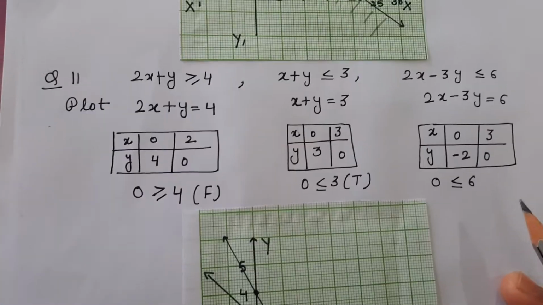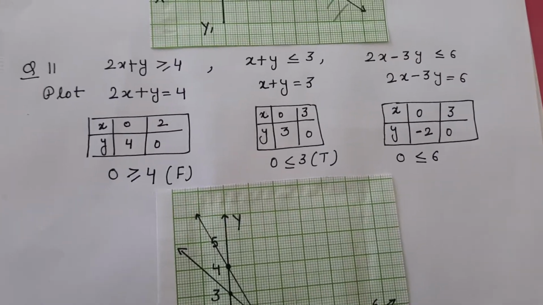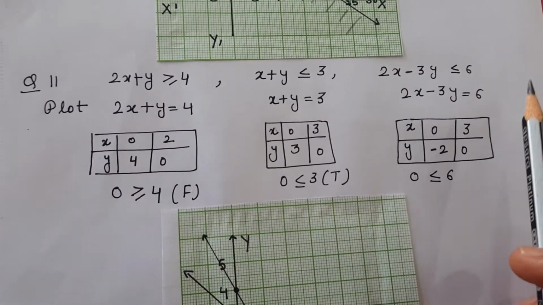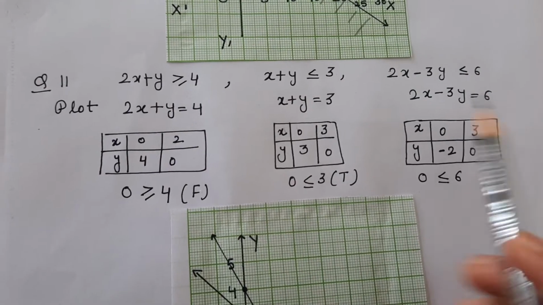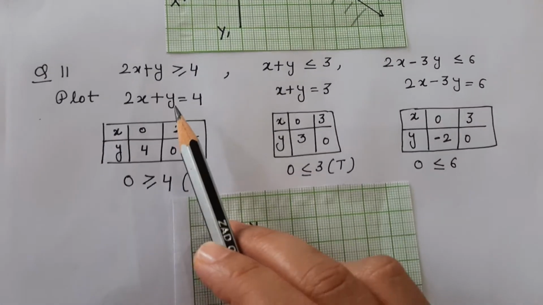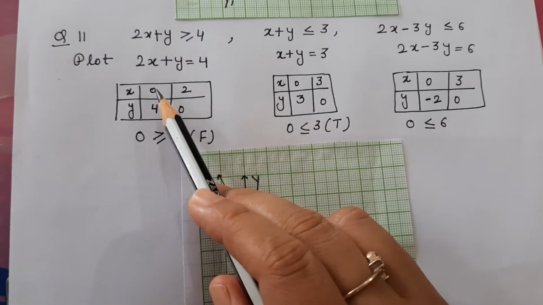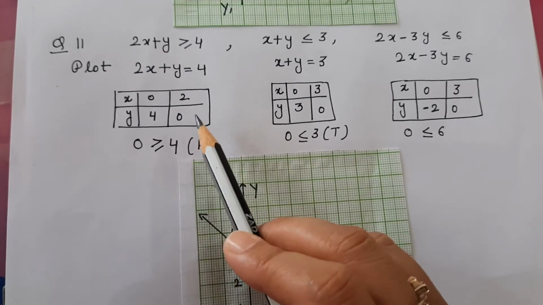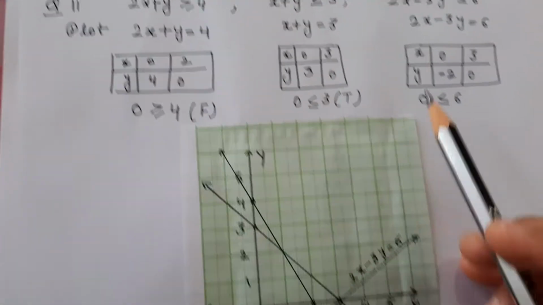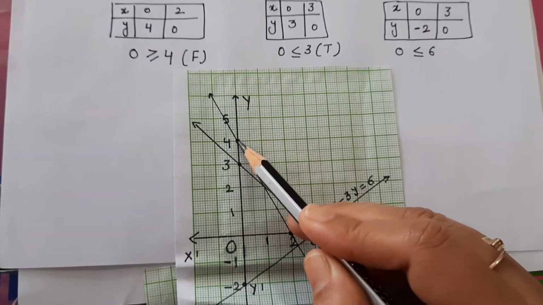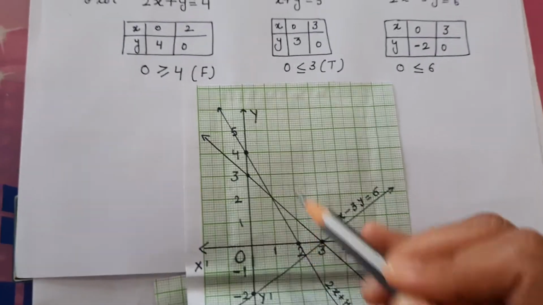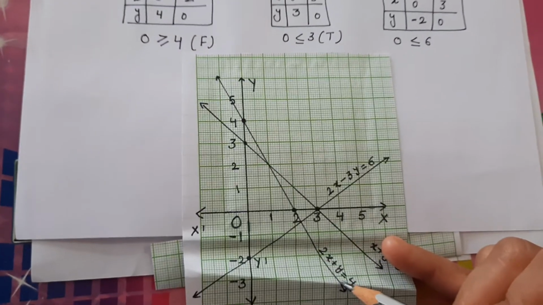Next question, question number 11. Solve the inequality graphically. You have here three inequality. First, plot these three lines. The first line is 2x plus y equal to 4. x0, y4, y0, x2. Right? This is x0, y4. Right? And here x2, y0. Join this line and write its equation.